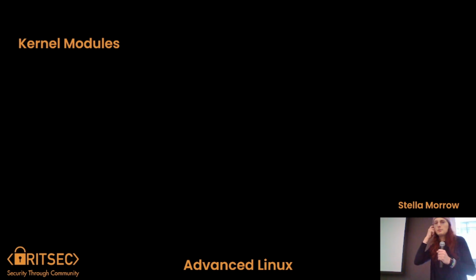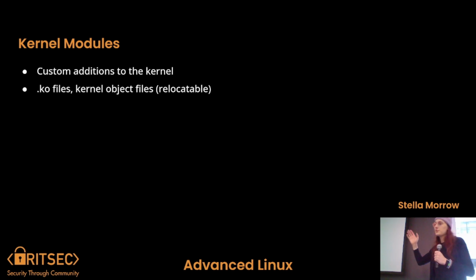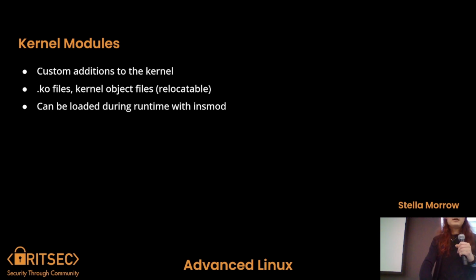But kernel modules. So, custom additions to the kernel. There are plenty of modules that are included with almost every install, and then you can also add your own. Like, you have a Realtek Wi-Fi card, you've dealt with these plenty. .ko files are kernel objects. They are relocatable files, and they can be loaded with insmod. So basically, if it's compiled for your kernel, I can give you a kernel object, and you can load it into your kernel, and you can use whatever device that kernel module helps you with.